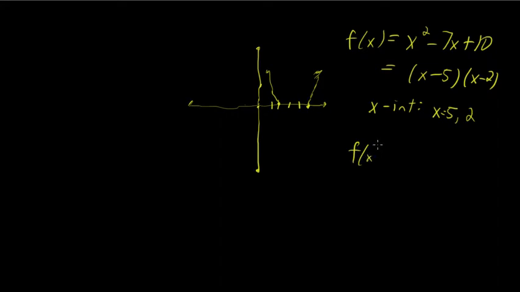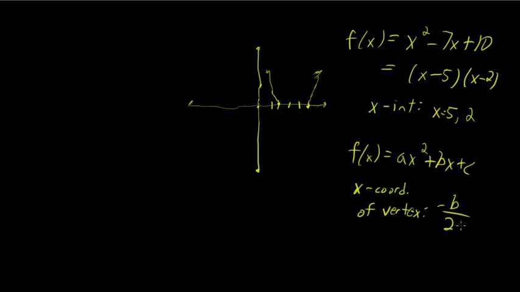So if this function's of the form f of x equals ax squared plus bx plus c, the x coordinate of the vertex is negative b over 2a. And so in this case that equals 7 over 2, and you'd plug in 7 over 2 here to figure out the y coordinate.